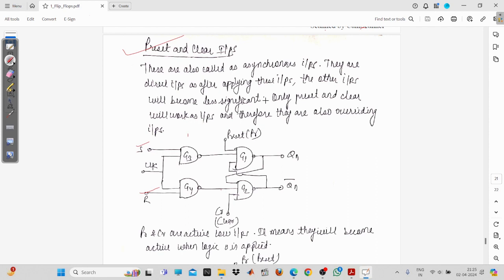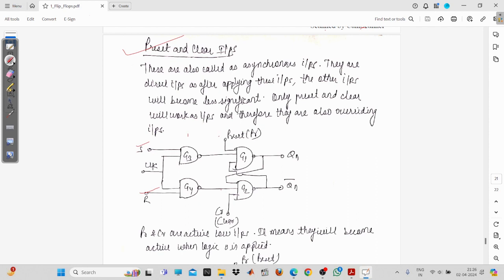Fine. Now one more thing which you want to note, that this preset and clear are the asynchronous inputs and they are active low inputs. It means that the output will respond only when you are applying the active low signal to the preset and the clear. Fine. Now we'll just test the concept.